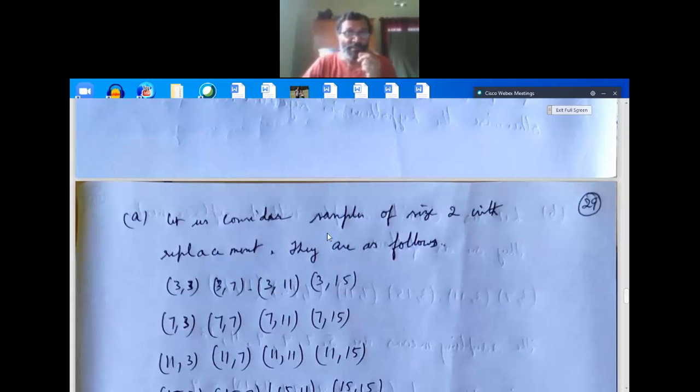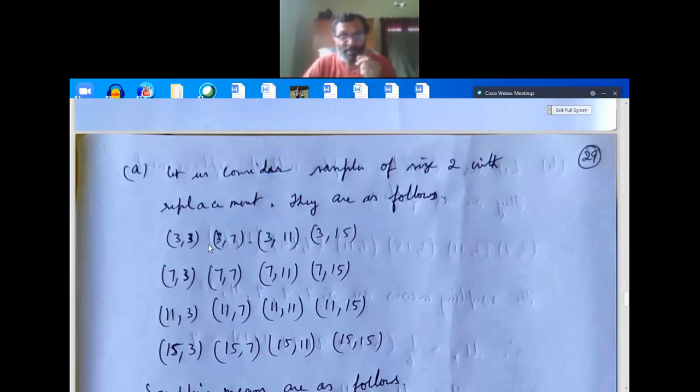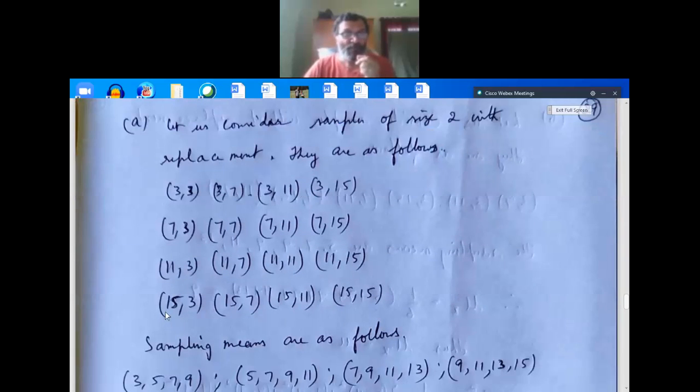The samples are written as follows: 3,3; 3,7; 3,11; 3,15. Size 2 means 2 numbers, 3 and 3, 3 and 7, 3 and 11, 3 and 15. Then 7,3; 7,7; 7,11; 7,15. Then 11,3; 11,7; 11,11; 11,15. Then 15,3; 15,7; 15,11; 15,15. So 3, 7, 11, 15 can be written in many possible ways with replacement.